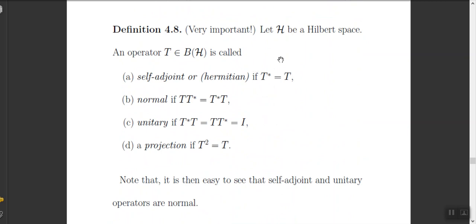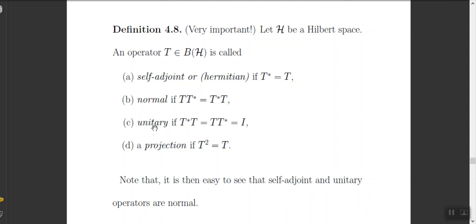which is very important. Let's say T is a bounded linear operator on a Hilbert space H. We say that T is self-adjoint or Hermitian, okay, if T star equals T. It means the adjoint of T equals T. We say T is a normal operator if T star T equals T T star. It means T commutes with its adjoint.